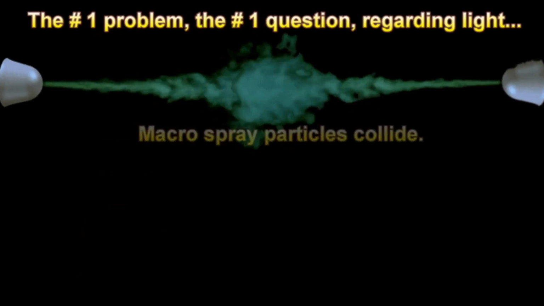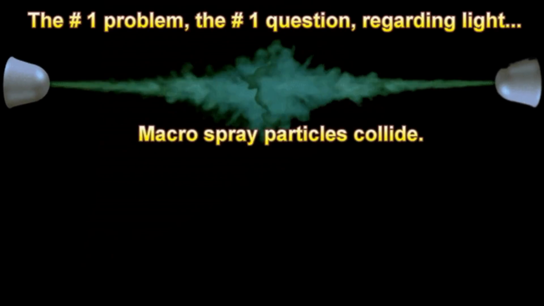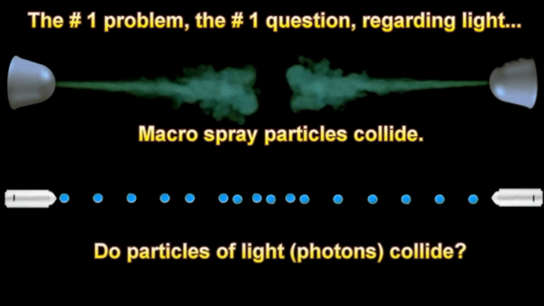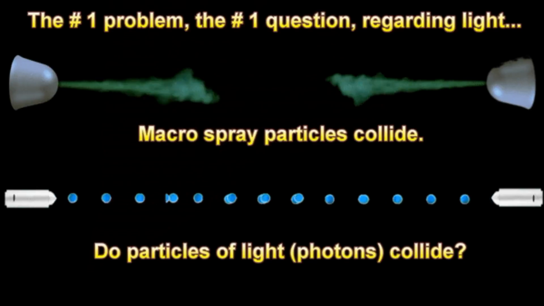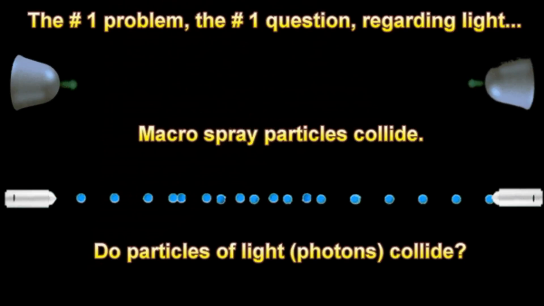So the bottom line: do photons really bounce off each other? Let me see if I can put up a little video to show you what the problem is. Here you have two sprays, okay? And again, the question goes to light on light, whether photons bounce off each other. The question is, do particles of light collide? Well, Burke says they do, but he uses the virtual photon to explain it.